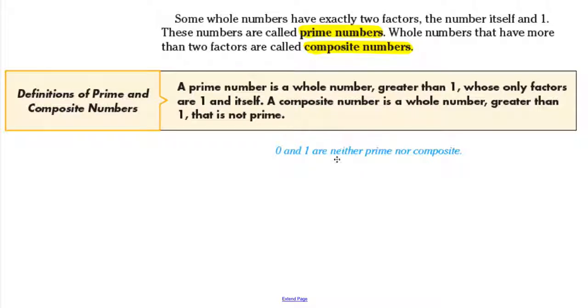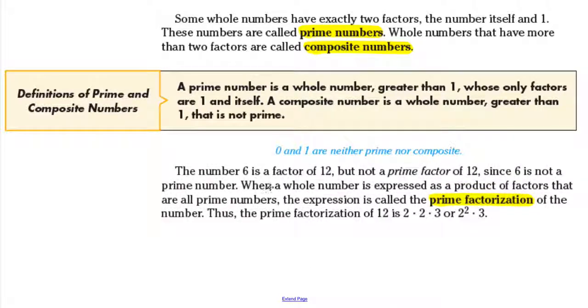The number 6 is a factor of 12, but not a prime factor of 12, since 6 is not a prime number. When a whole number is expressed as a product of factors that are all prime numbers, the expression is called the prime factorization of the number. Thus, the prime factorization of 12 is 2 times 2 times 3, or 2 squared times 3.